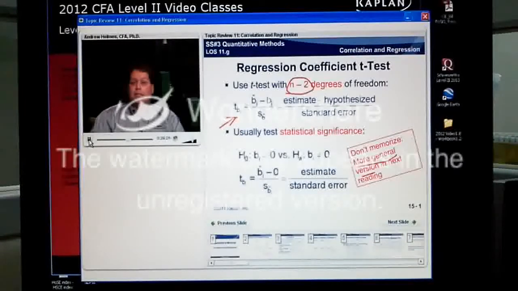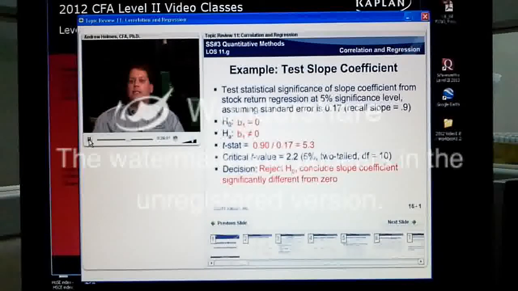Let's do some testing with this and see if we can use it. We're going to test the statistical significance of the slope coefficient from the stock return regression at a 5% significance level. Recall that the researcher gets to determine the significance level. Here we're at the 5% alpha, or 95% confidence level. We're going to assume that the standard error is 0.17, and of course we've already seen the slope coefficient of 0.9. Our null hypothesis is that the slope coefficient is equal to 0. We're testing that versus the alternative that it's not equal to 0. So we're going to calculate our t-stat. That's the estimated coefficient divided by the standard error. It equals 5.3.